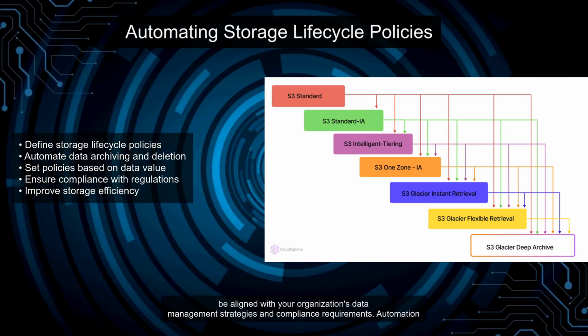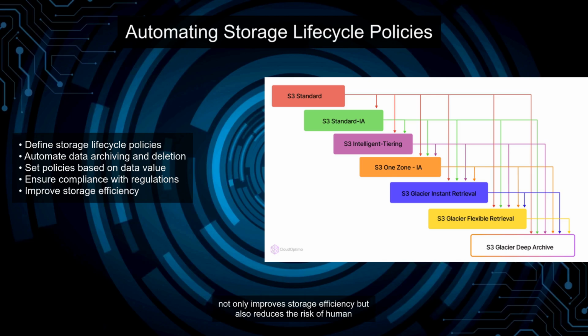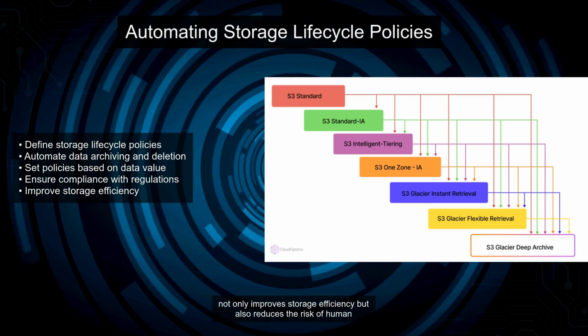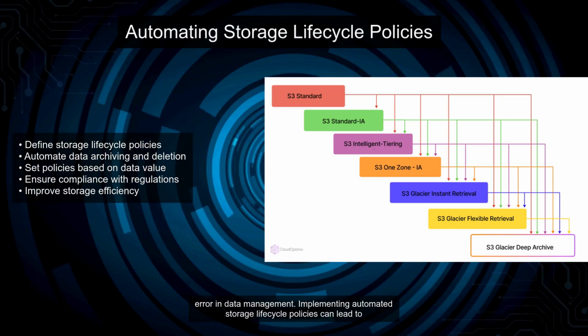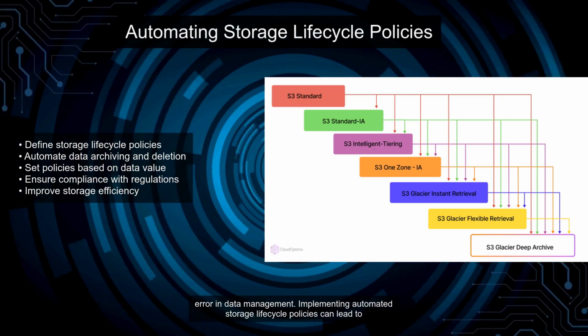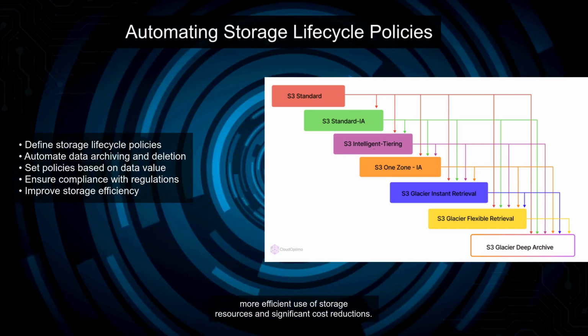These policies should be aligned with your organization's data management strategies and compliance requirements. Automation not only improves storage efficiency but also reduces the risk of human error in data management. Implementing automated storage lifecycle policies can lead to more efficient use of storage resources and significant cost reductions.